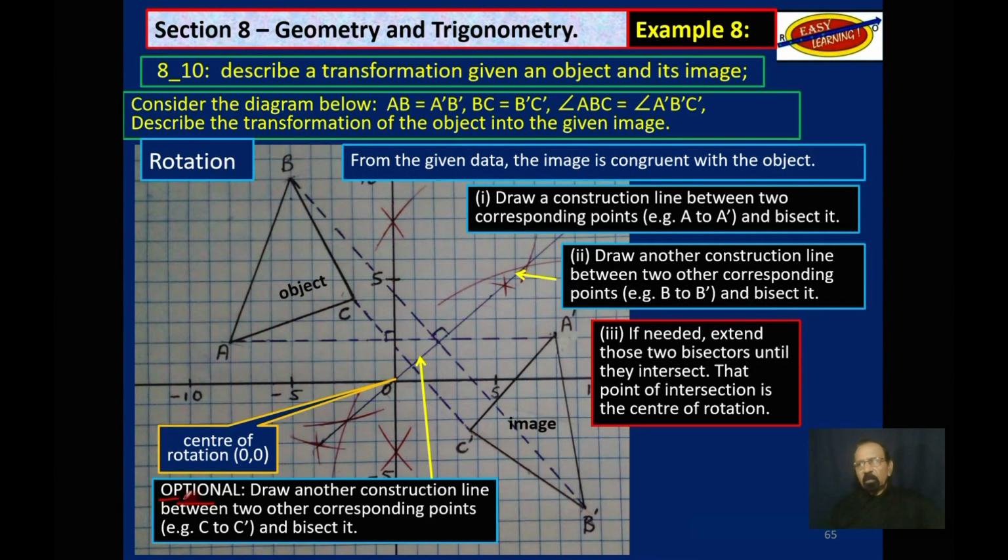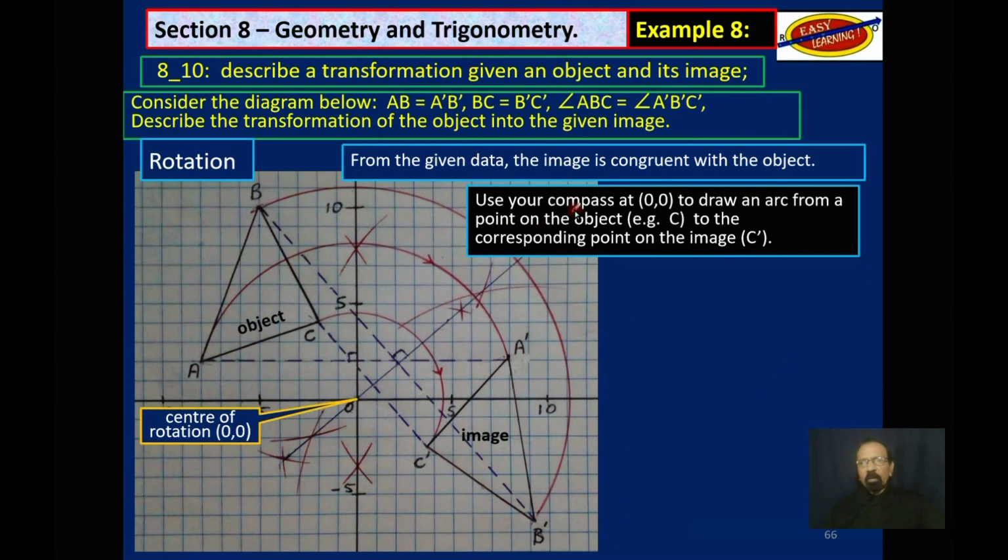This is optional. You could do the same thing with C and C prime, but again, it's optional. And as it so happened, the bisector of this construction line is that same previous bisector we had there. So it actually didn't make any difference.